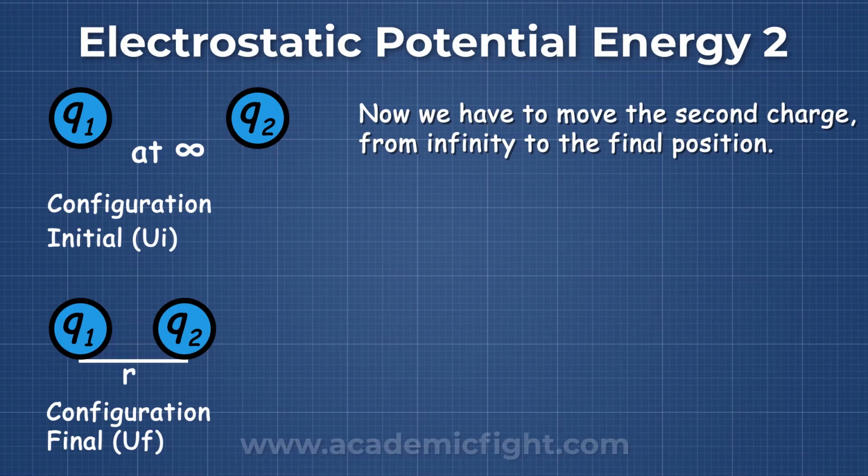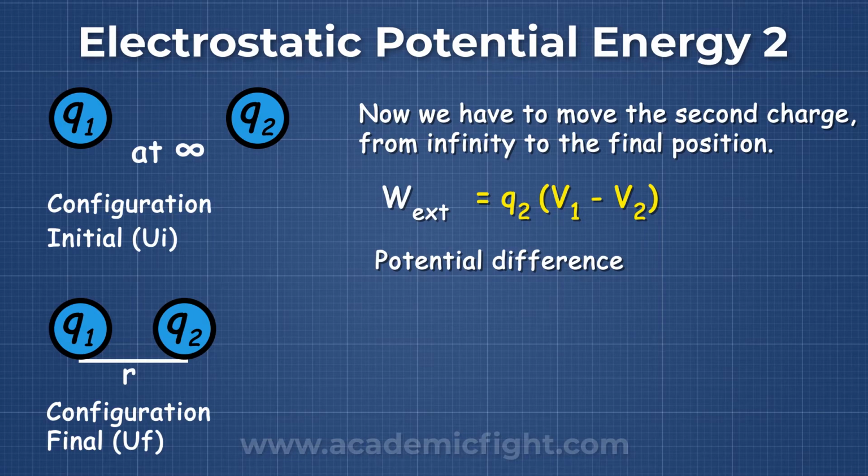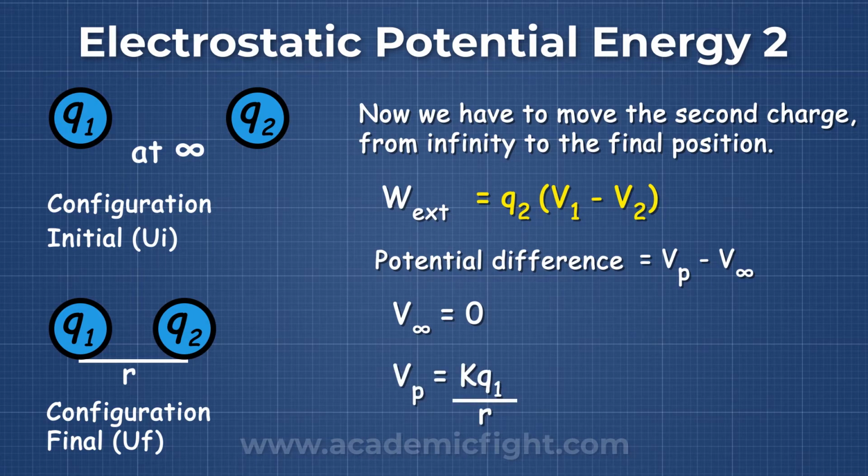Now from the formula of electric potential, we can write work done is equal to the magnitude of the charge, Q2, multiplied by the potential difference between 2 points. Let's say the potential difference between 2 points is equal to Vp minus V infinity. V infinity is 0. And Vp is equal to K into Q1 by R.